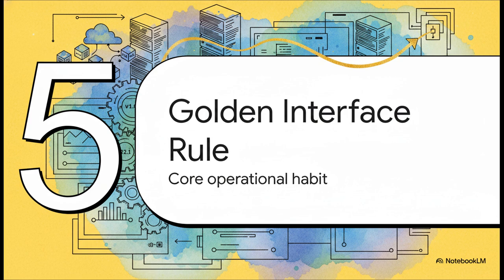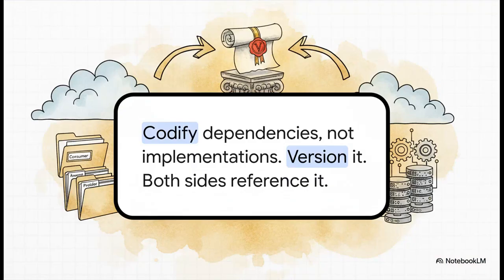Which brings us to our final section, the golden interface role. This is the core operational habit we need to build. If you only take one thing away from this whole explainer, let it be this exact directive. Codify what consumers depend on, not what providers implement. Version it. Both sides reference the version. I'll say that again, it's that important. Codify what consumers depend on, not what providers implement.